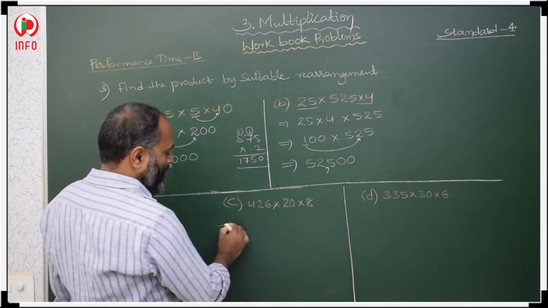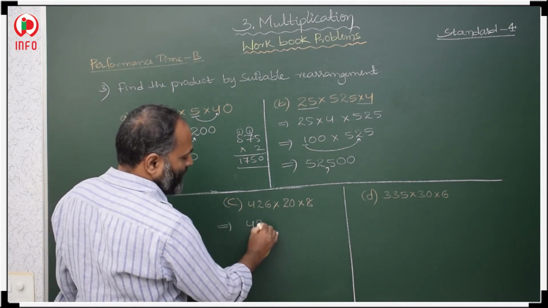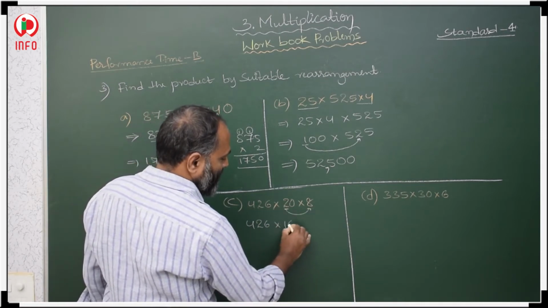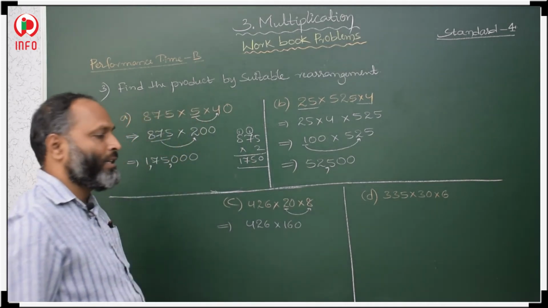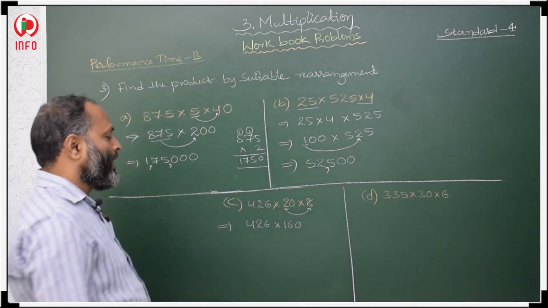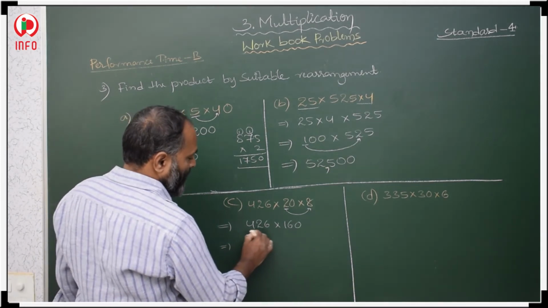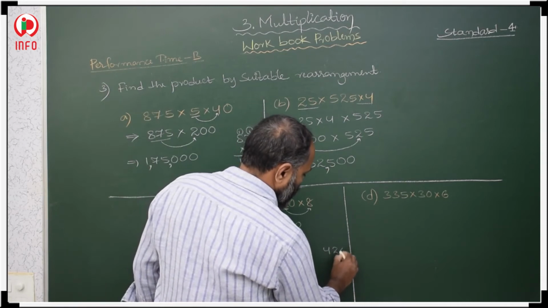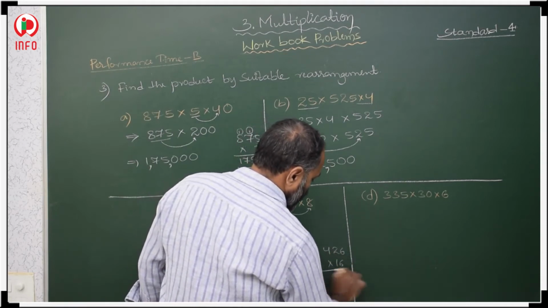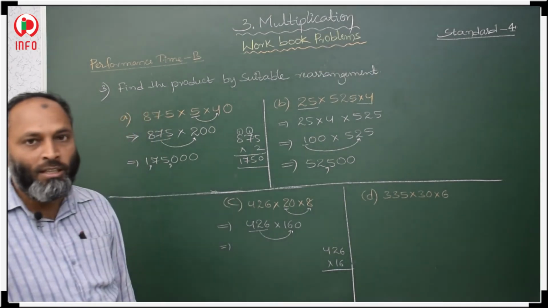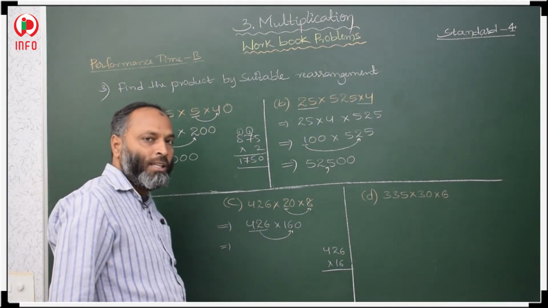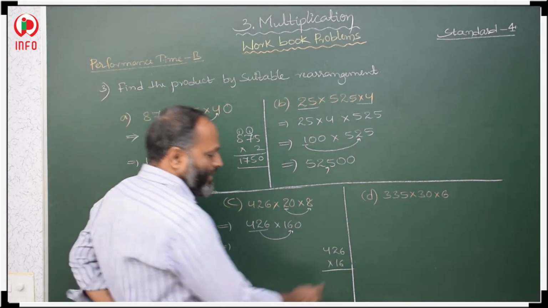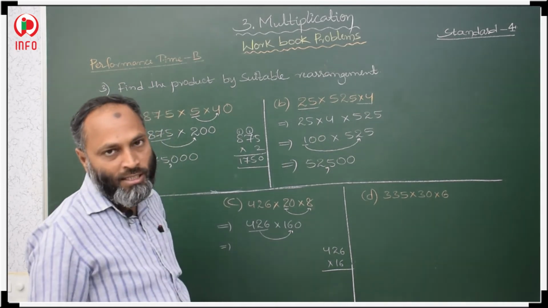Here, no need to change, just keep 426 as it is, into 2 8s are 16 and 0, 160. Now you have to multiply 426 with 16, 426 with 16. Then how to multiply? 16 6s are 96. Directly you take the 16 table, you know the 16 table, no?